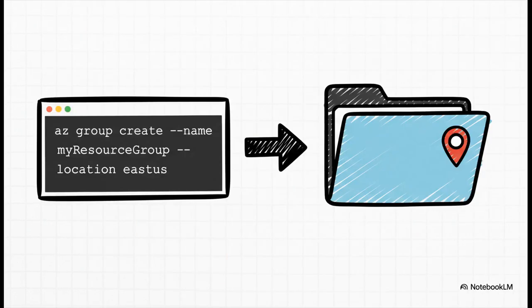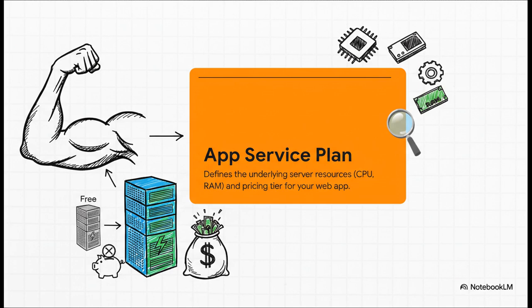And look how simple it is to create one. It's just this one line. We're using the Azure command line, telling it to create a group. We give it a name. You can see it right there, My Resource Group, and we tell it where we want it to live, in this case, the East US Data Center region. And that's it. Done.